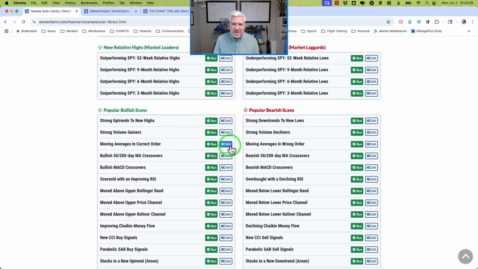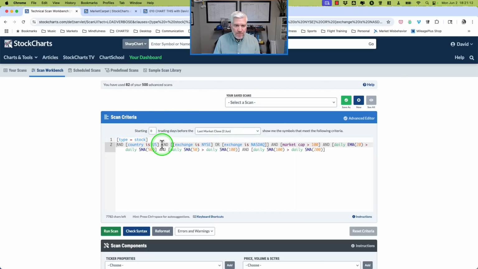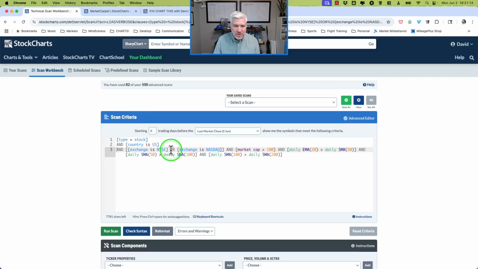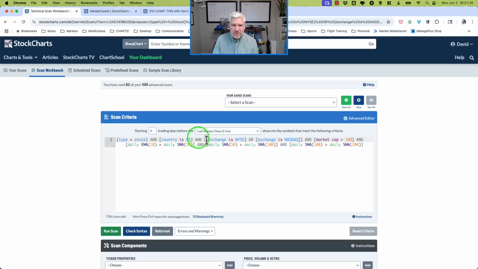Now you can run this scan, but I always like to edit it first just to see it. These sample scans usually just have one line which puts all of it together. Just so you know how the StockCharts scan engine works, you can look at it all in one line, or the way a lot of people do it is put them as individual lines. It's up to you, but it'll work no matter what, right? So you can just have it as one big argument.